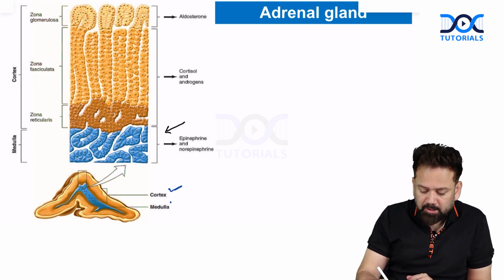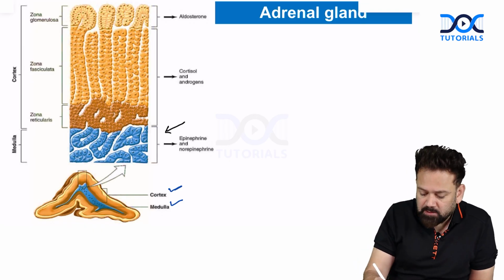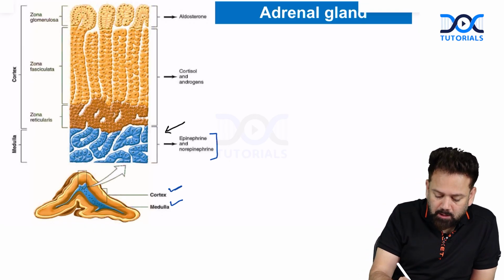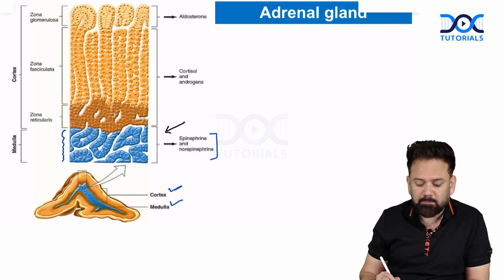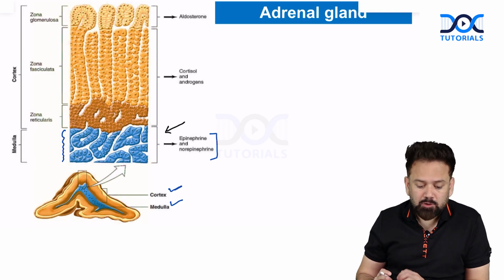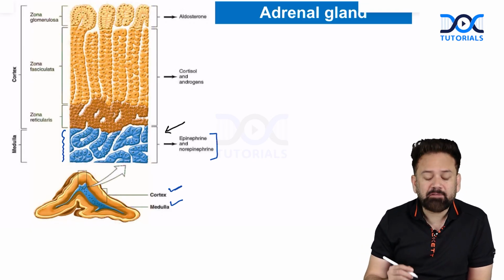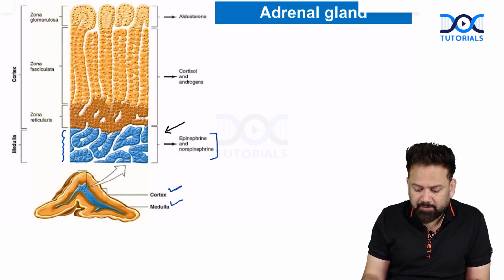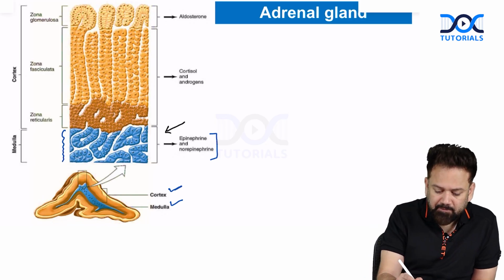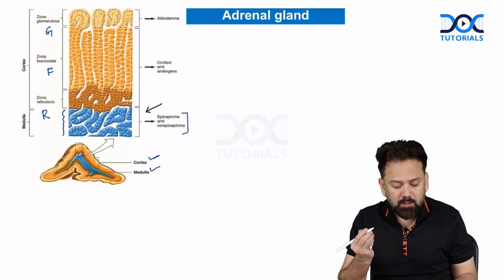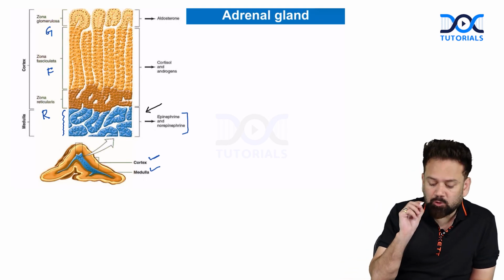Cortex is outer, medulla is inner. And medulla is for catecholamines, epinephrine and norepinephrine. The blue colored cells you can see are in the medulla, and the cortex is divided into three: zona glomerulosa, zona fasciculata and zona reticularis. It's a very popular way to remember: GFR. Zona glomerulosa, zona fasciculata and zona reticularis.